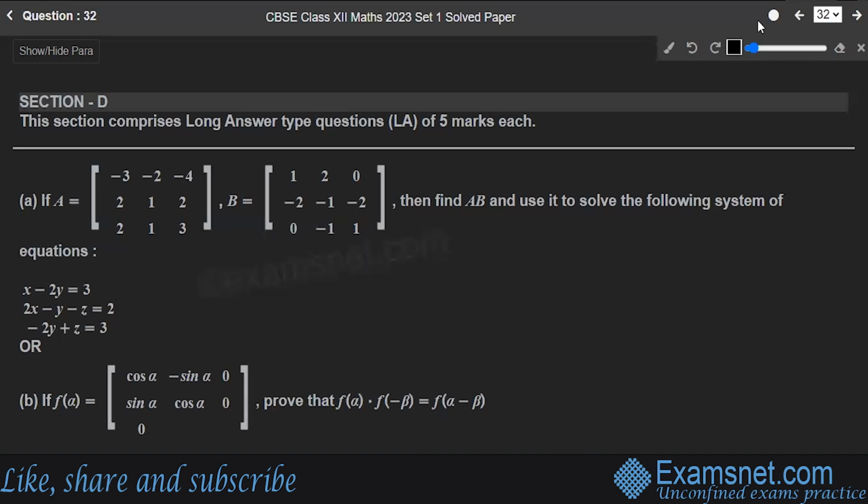Question number 32. Now we are starting with section D. This section comprises long answer type questions of 5 marks each. So here you're given this is A matrix, this is B matrix. You have to find AB and then use that to solve these equations. Let's go.